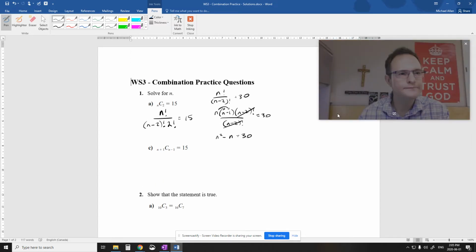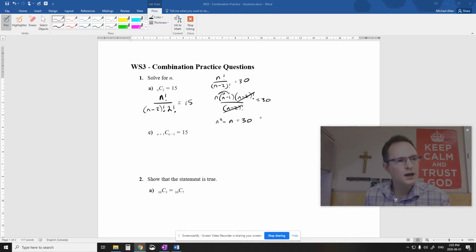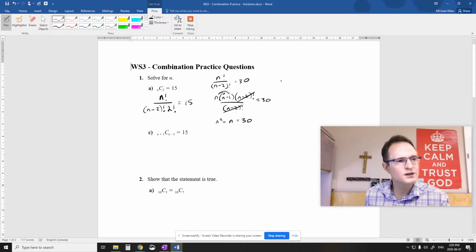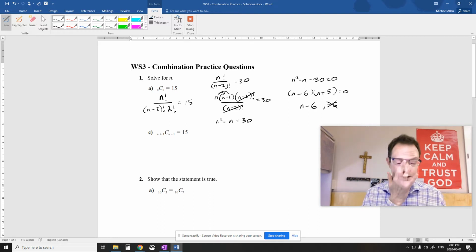I can't really scroll up here, so I'm just going to move my face down. I'm going to make this equal to 0 because it's a nice little quadratic. So it's going to be n squared minus n minus 30. Then I'm going to factor this. This is a quadratic, so I should be able to factor this pretty easily. We've got 6 and 5, negative 6, positive 5. So n is equal to 6 and negative 5. Then you cross off the negative because that doesn't make sense. And then you just verify.